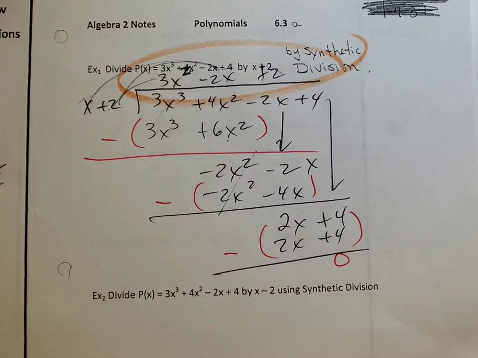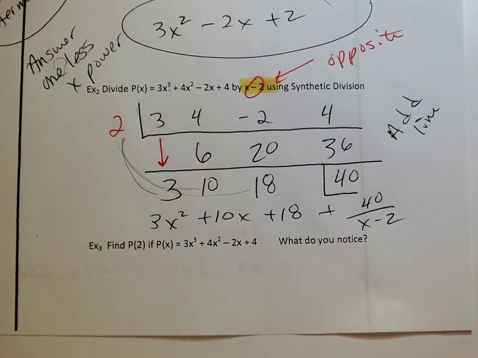You guys agree? That's the long division. This is the way that technically it can be done, but the synthetic division is so much easier, right? You guys agree? Now, let's look at example 3.